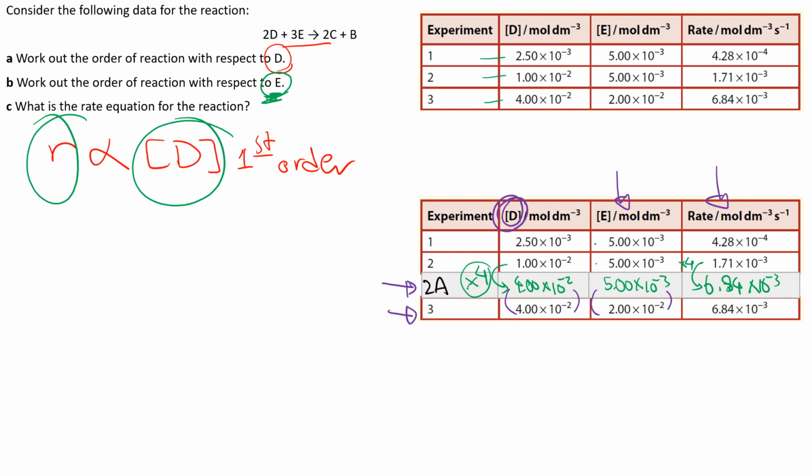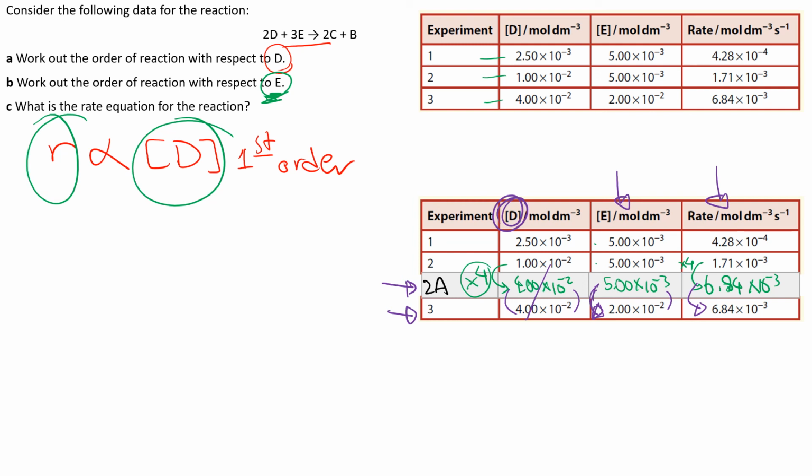So D now is fixed, so we don't have to think a lot about that. But E has changed, multiplied by a factor. But the rate, oh, nothing happened to the rate. What does it mean when the concentration of a reactant is changed, decreased or increased, whatever has happened, but the rate is still the same? It means that it is zero order.